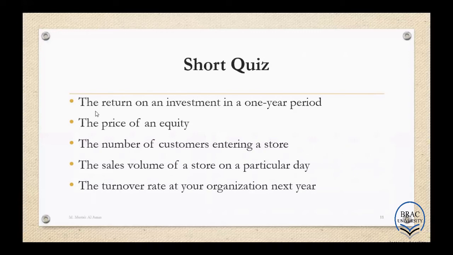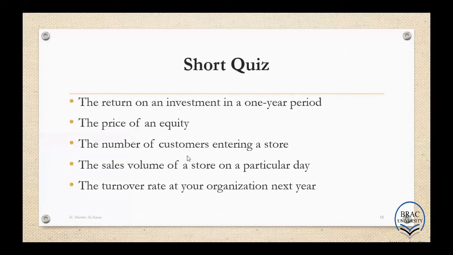Okay, so for the first one, the return on an investment in a 1 year period. So this is continuous, because return on an investment can be any value, any fractional value. So that's why this is continuous. The price of an equity. So price can be any value, any fractional value. So this is continuous random variable.